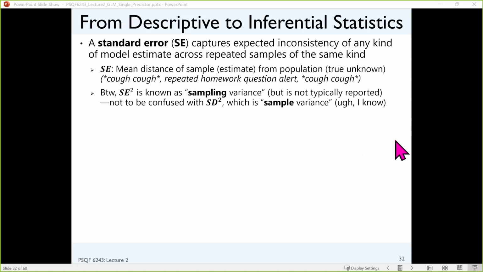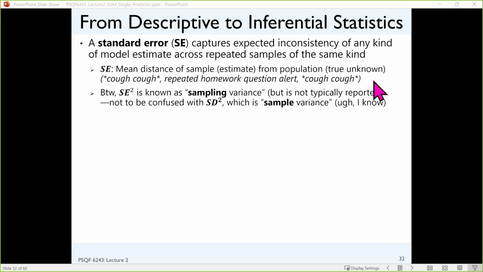So standard errors are for everything. They index the expected deviation of that result relative to the right answer, how far off it's expected to be in any one sample. And this idea that a standard error is how far off the sample whatever is from the population whatever, that's going to be like 17 homework questions this semester. I'm just going to put that out there.